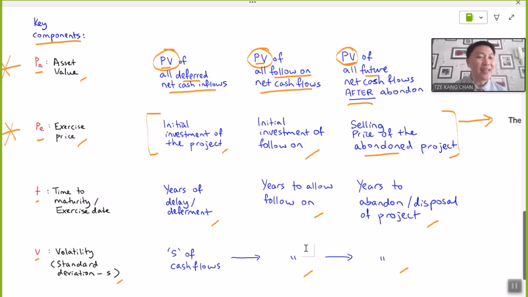So guys, it's time to take a look at how to apply some of these valuation models to one of the exam questions.